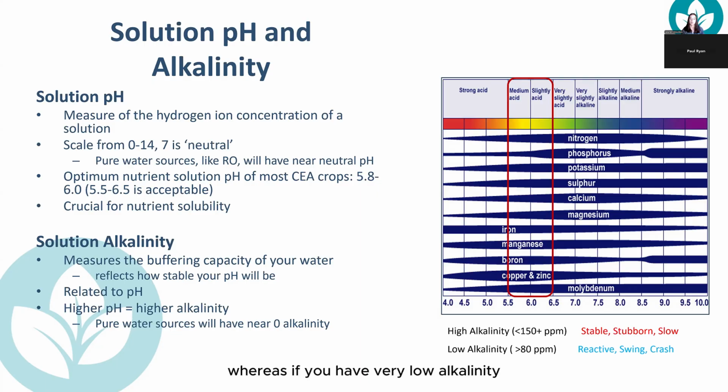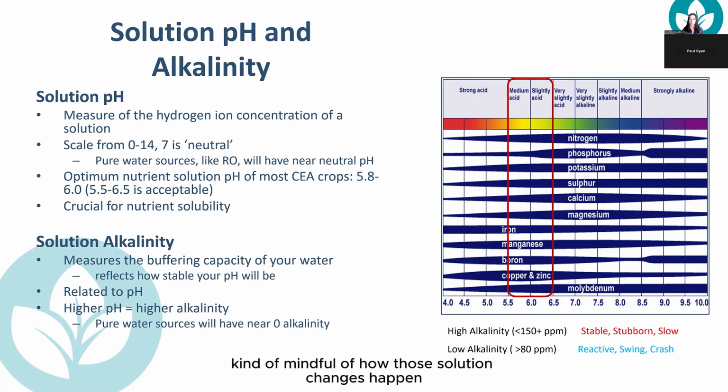Whereas if you have very low alkalinity water or nutrient solution, it's going to be very easy to change and adjust your pH, but it also could swing pretty significantly on its own. And so you want to be mindful of how those solution changes happen, especially if you have a low alkalinity. You want to stay on top of making sure that pH is staying in range for those crops.